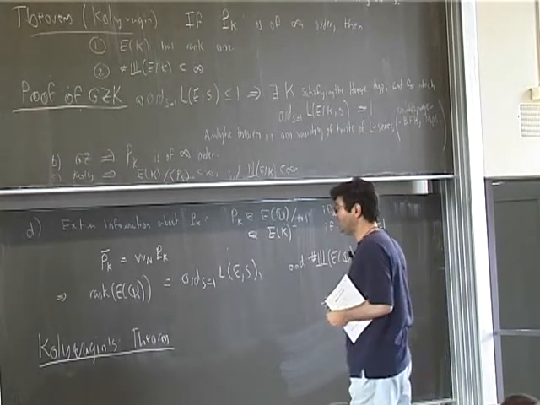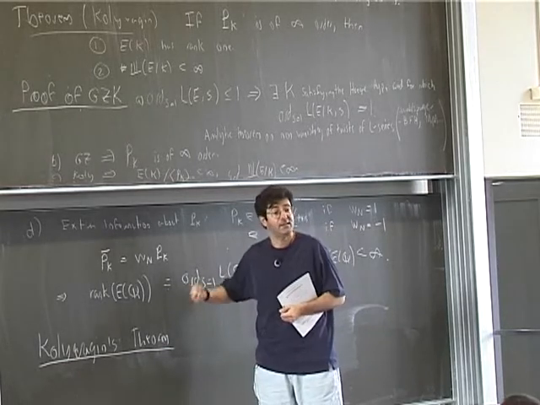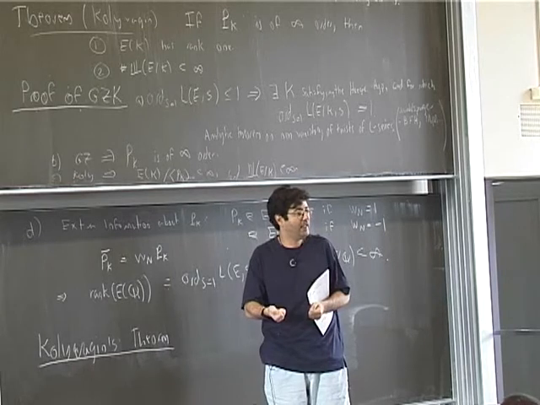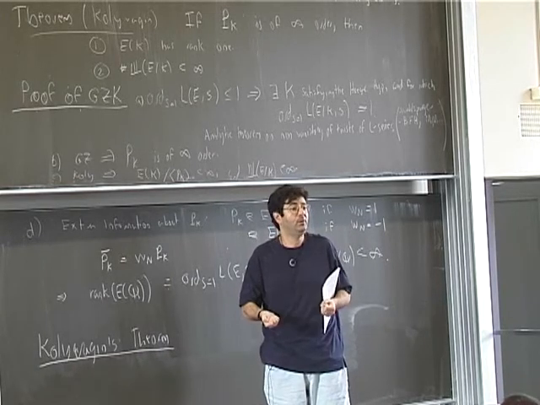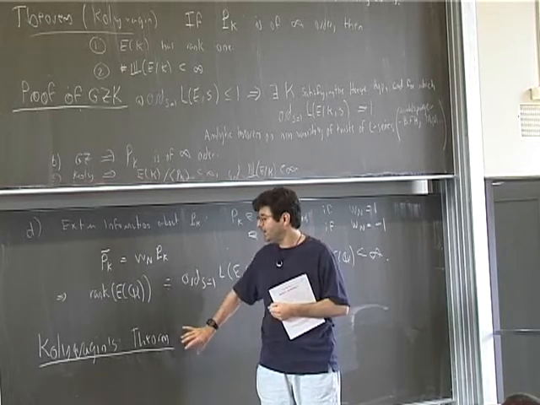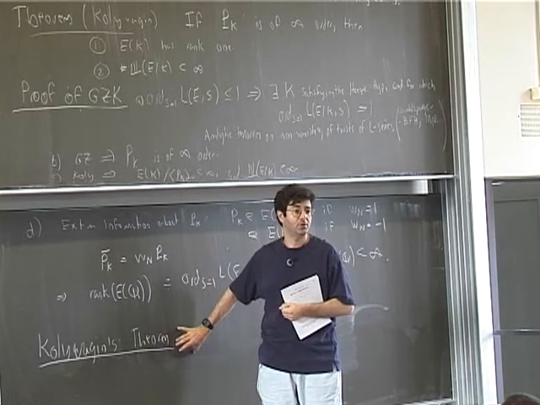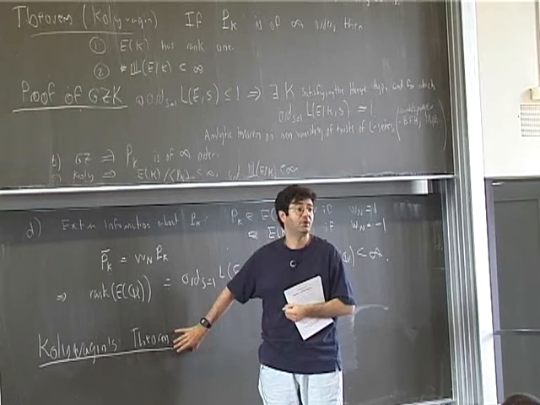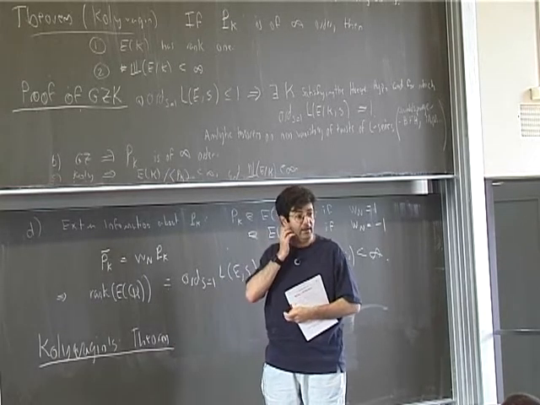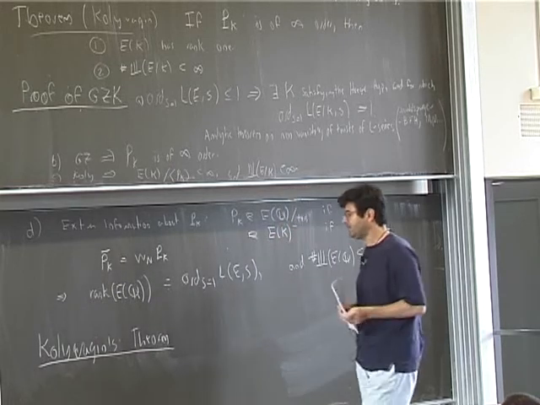Kolyvagin's theorem tells you that if the method is successful in producing a point on E of Q or E of K, then this point had to be alone somehow. It has to fill up essentially all of the Mordell-Weil group. So it tells you that the Heegner approach, the approach to constructing rational points on elliptic curves via Heegner points, is never going to succeed for curves of higher rank. So it has this kind of negative aspect to it.